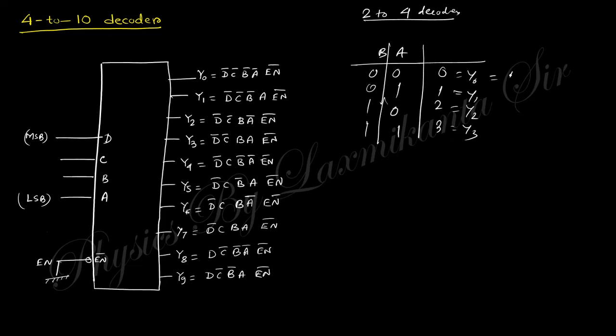So Y0 is B bar A bar. Then this is A B bar, this is A bar B, and this is A B. So this is the 2 to 4 decoder, and the 4 to 10 decoder is similar. There is also an enable, which helps determine whether the decoder is working or not.